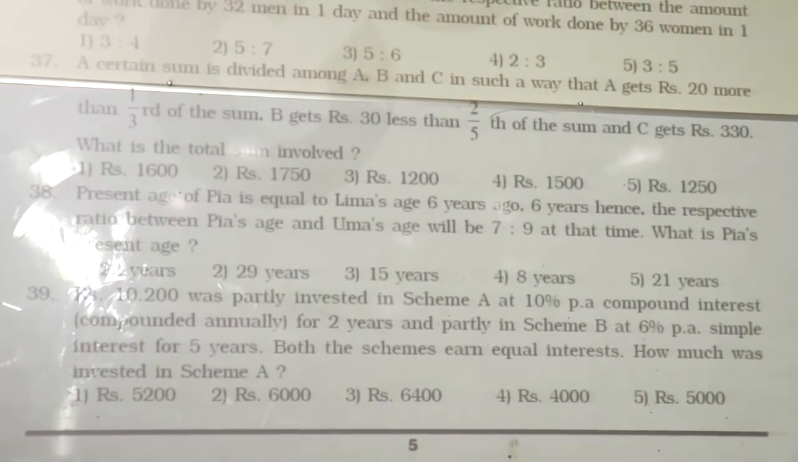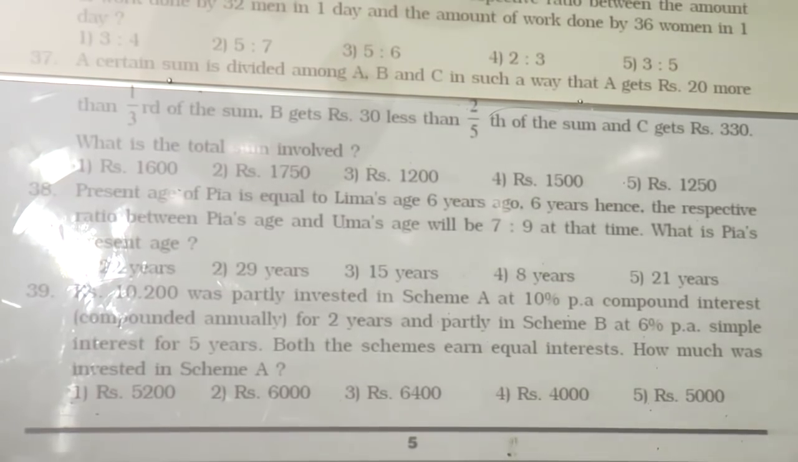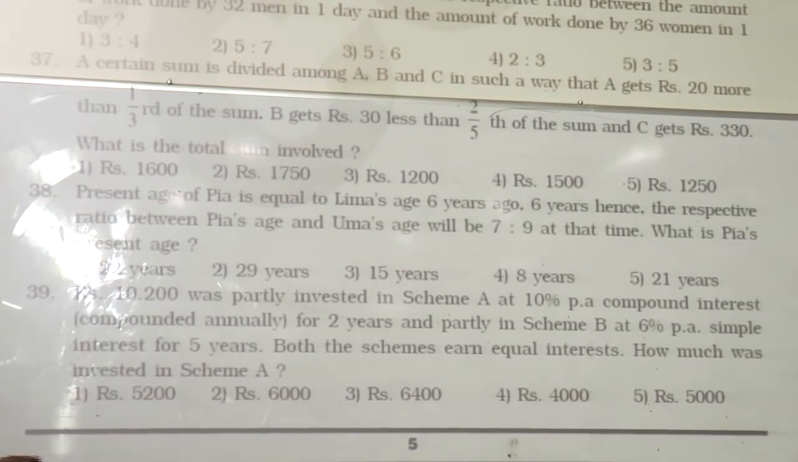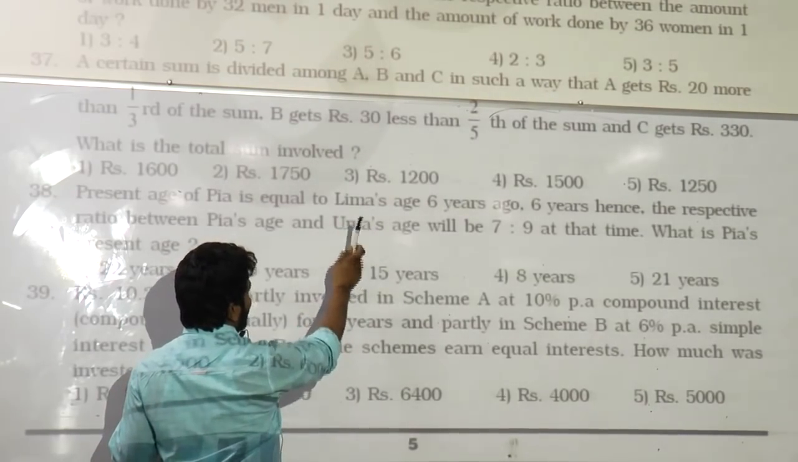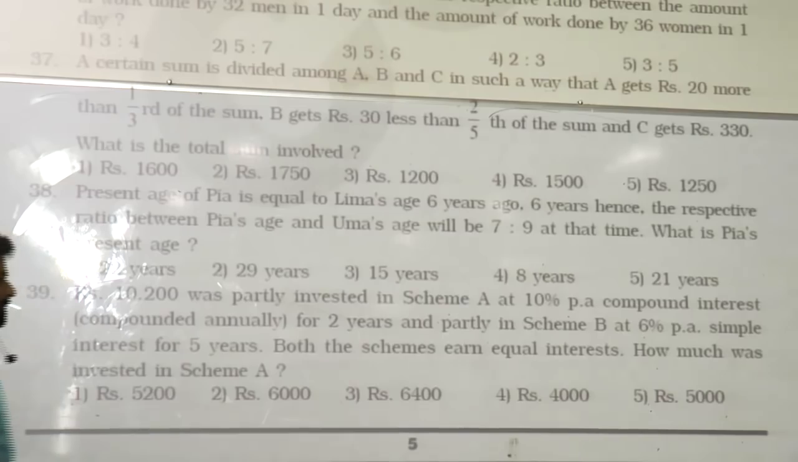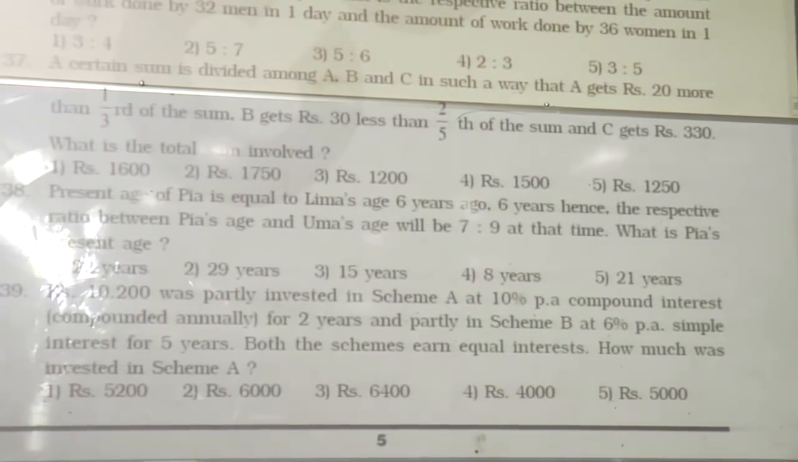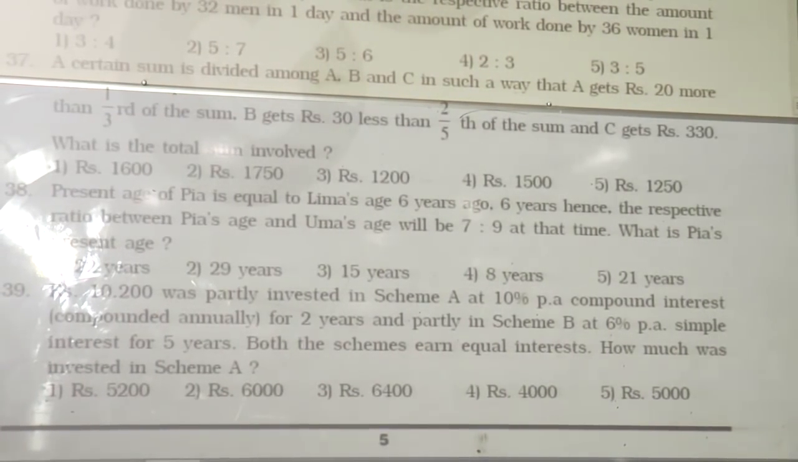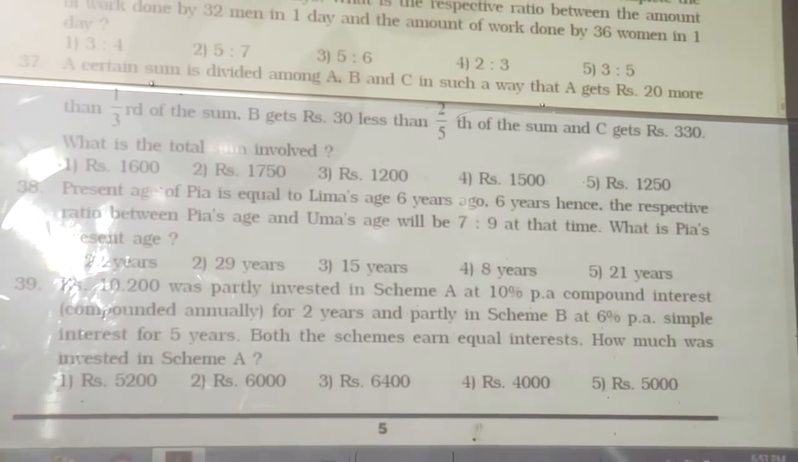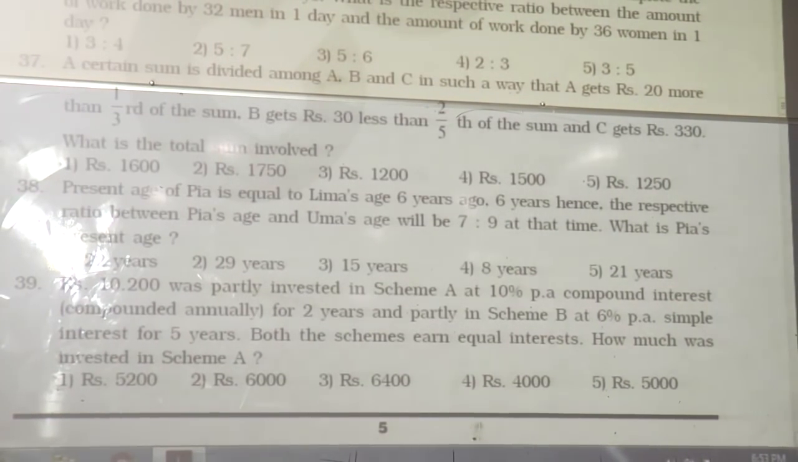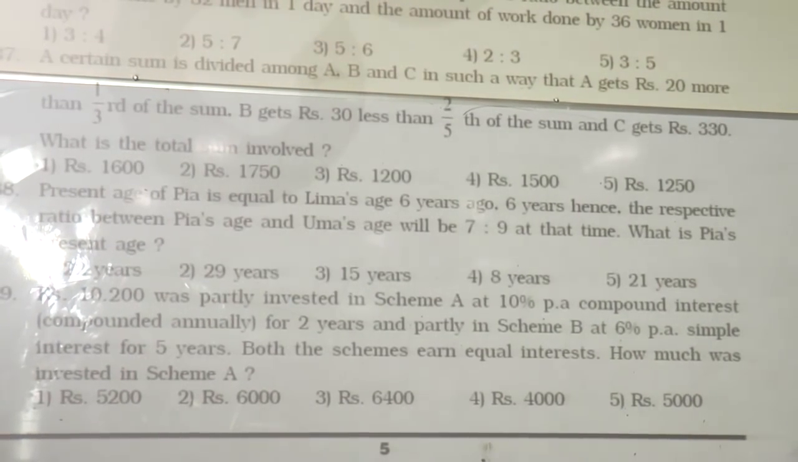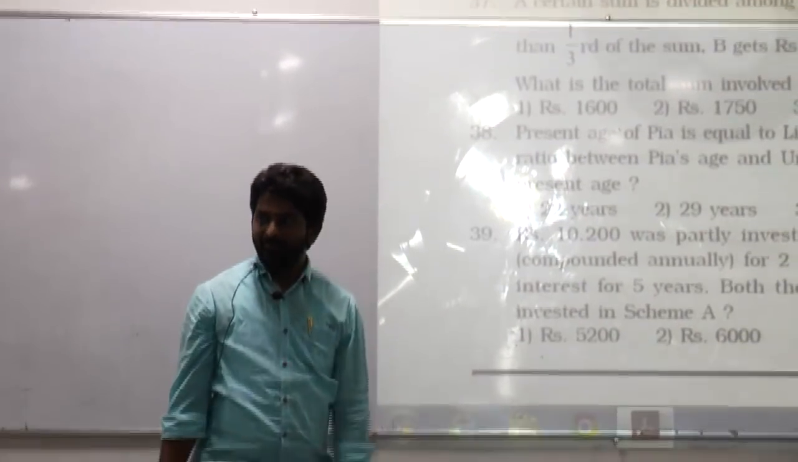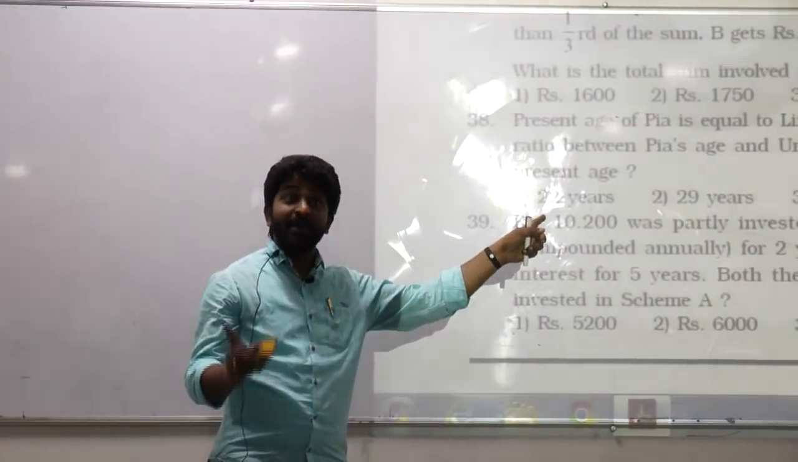Next, the percentage of pi is equal to, I think that is not Lima, that is Uma. Both names are same. If you take Lima here, take Lima here. Otherwise, if it is Uma, here also Uma. Pi's age is equal to Uma's age 6 years ago. In the sense, I can say the difference between their present ages is 6 years. At any point of time, in any particular year, the difference of age between any two persons should be same. Right? In this particular question, that should be 6 years.